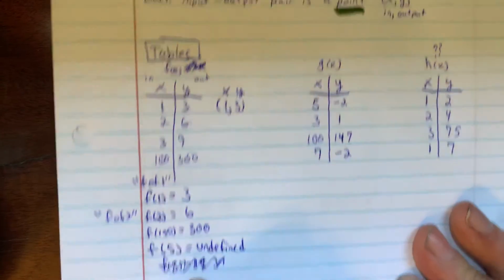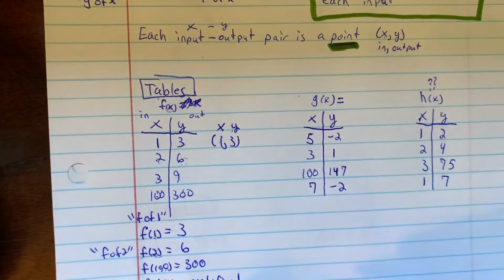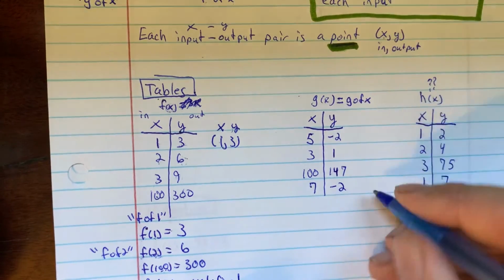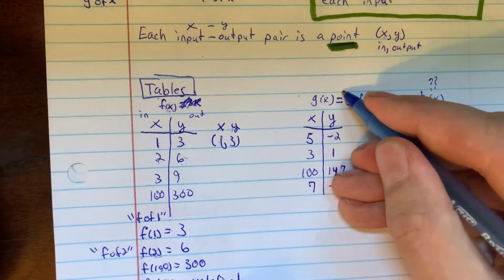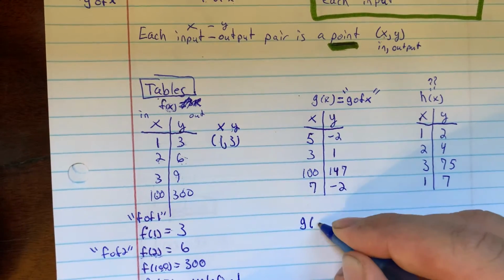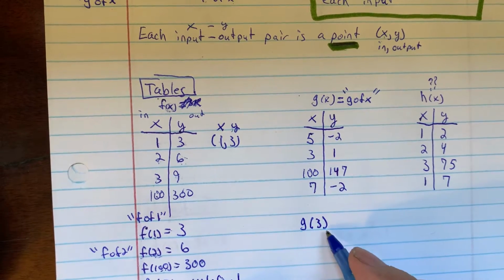Let's practice this on your own. How do we read this out loud? What is this function? You should have said g of x is how we say it. That's how we speak it. And we want to be able to say, what does this mean? How do you say it out loud? So how do you say this? This is g of 3.